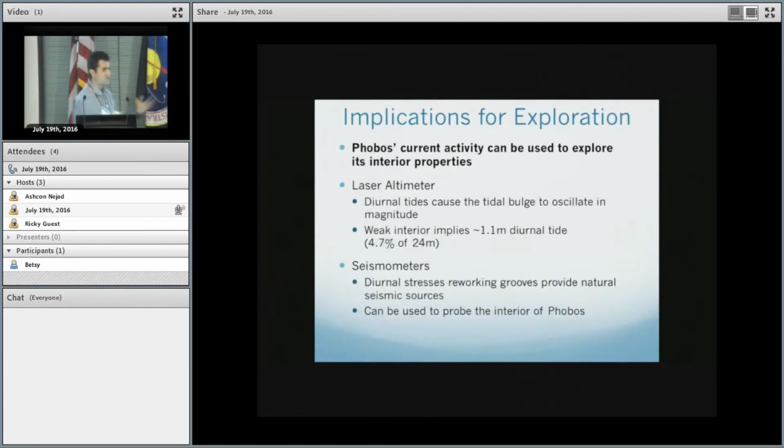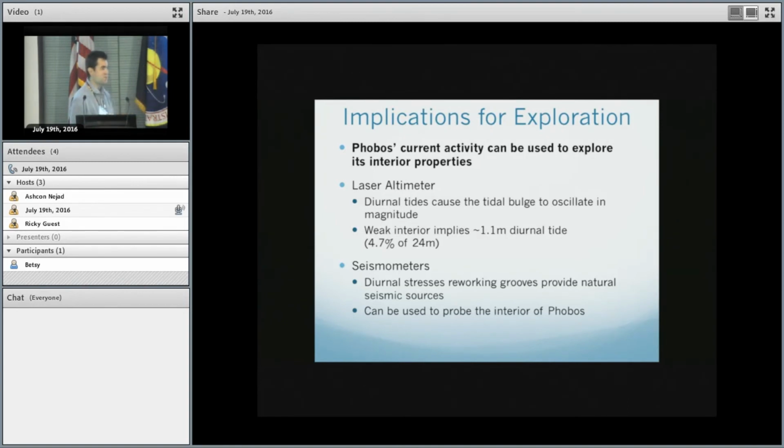So, implications for exploration: I think we need to get into the idea that maybe Phobos is currently active and it's a dynamic place that we can go and explore now. If you had a laser altimeter, you could probably measure that in-and-out pumping of the tide, which would be about 1 meter a day. And that would give you constraints on the interior structure.